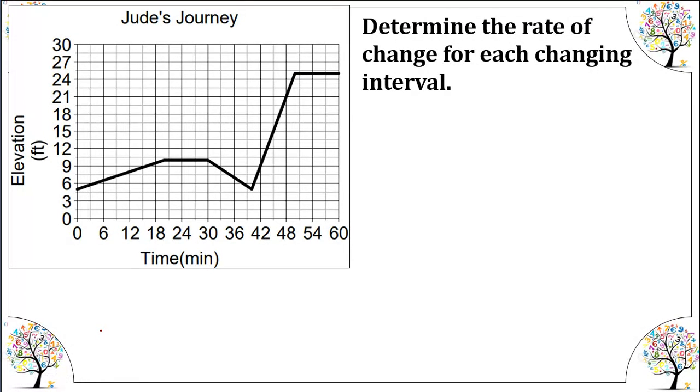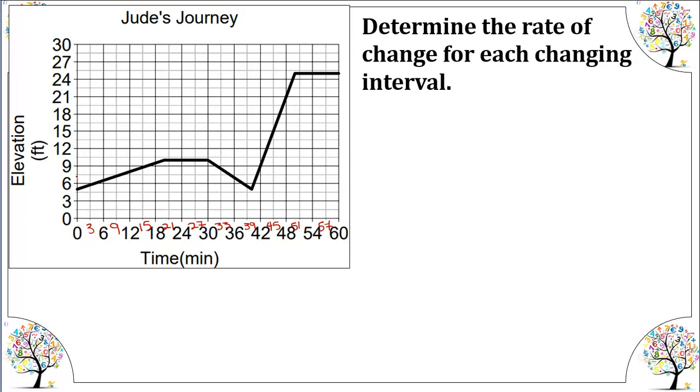Let's take a look at one more. Here we have Jude's journey, and we're looking at minutes and elevation. So he's going to be going up, staying constant, going down, going up, and staying constant. So these are going up by 3s. Okay, and then our elevation is going up by 3s, and in between is 1.5.